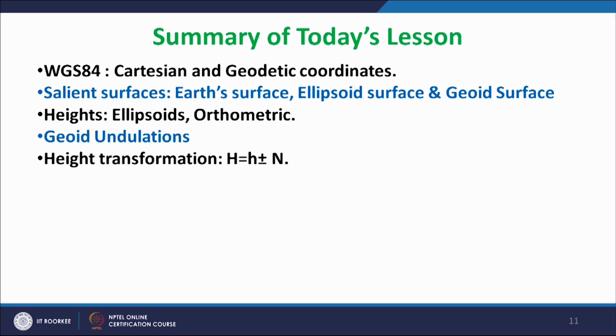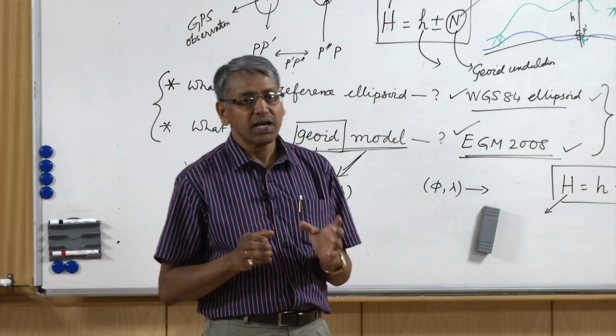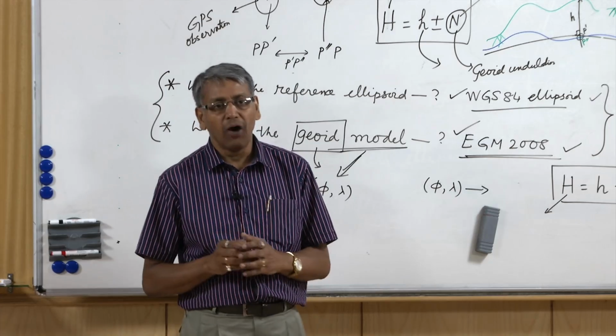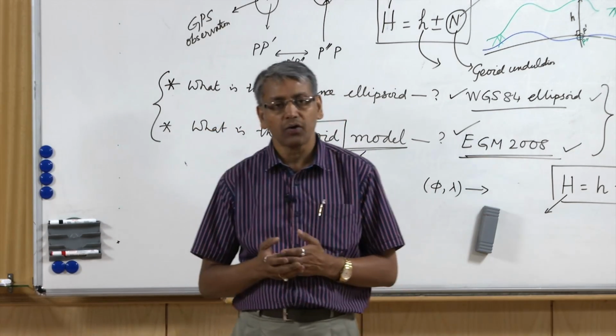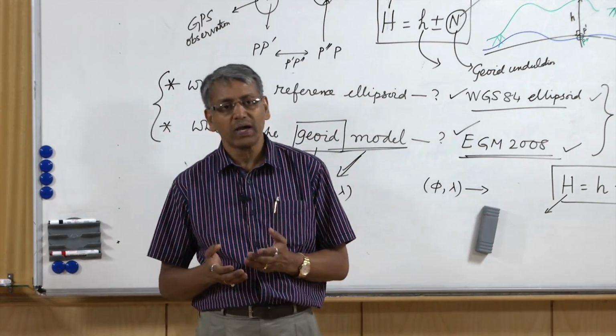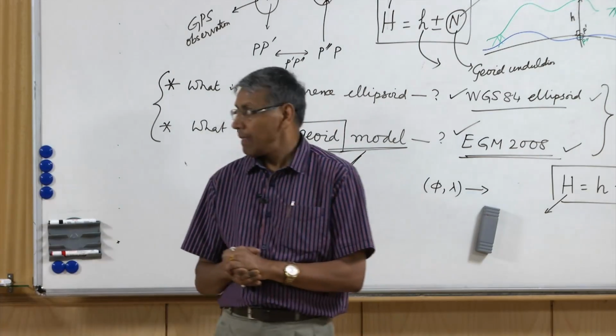So that's all about today's class. Let me summarize the content of today's class. Today I first discussed the position that we get from GPS measurements. GPS provides us the position of any point in 3D coordinates. That coordinate may be Cartesian coordinates x, y, z, or it may be geodetic coordinates, which are phi, lambda, h: latitude, longitude and ellipsoidal height.